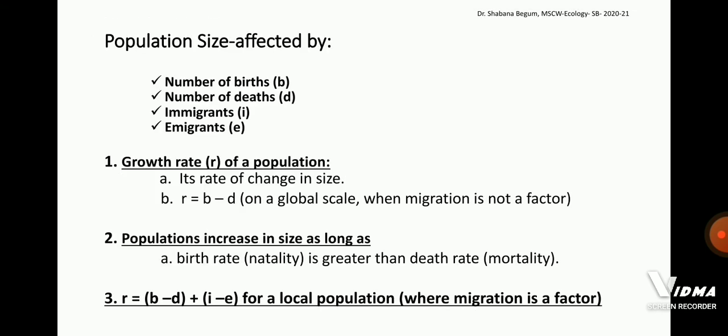The population size is affected by number of births, that is small b, number of deaths, small d, immigrants, that is I, and emigrants, that is E. So growth rate r, which is already mentioned in the earlier slide, of a population is the rate of change in size. So r, that is the growth rate, equals b minus d, that is the number of births minus number of deaths, when migration is not a factor. The populations increase in size as long as birth rate, that is natality, is greater than the death rate.